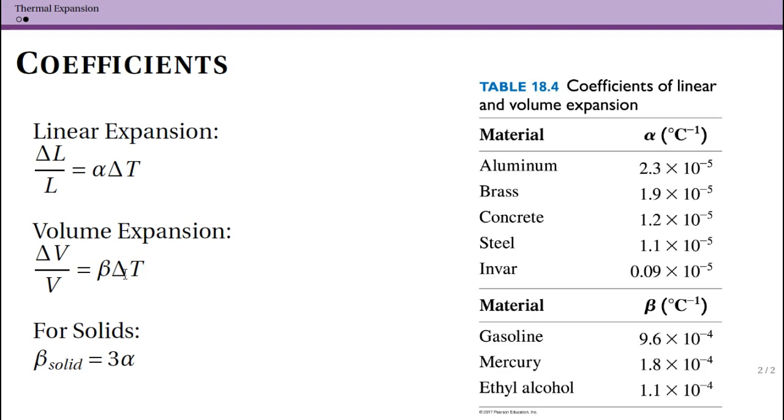Now, if you have something like a solid, where you imagine that it actually is changing in length on every single side, and the book goes through this derivation, these solids would still have a volume expansion coefficient, but in this case, the volume expansion coefficient is just 3 times the linear coefficient. And again, the book goes through that calculation.